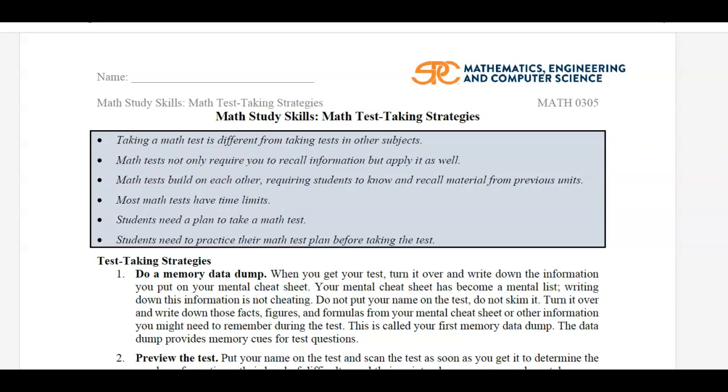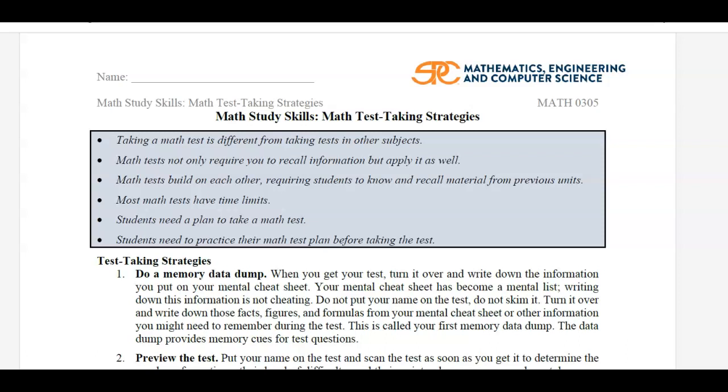In this study skills lesson, we're going to talk about some strategies for when you're actually taking a test. Now, if you'll recall, taking a math test is different from taking tests in other subjects. Math tests not only require you to recall information, but apply it as well. And that's where I think it really differs from other subjects.